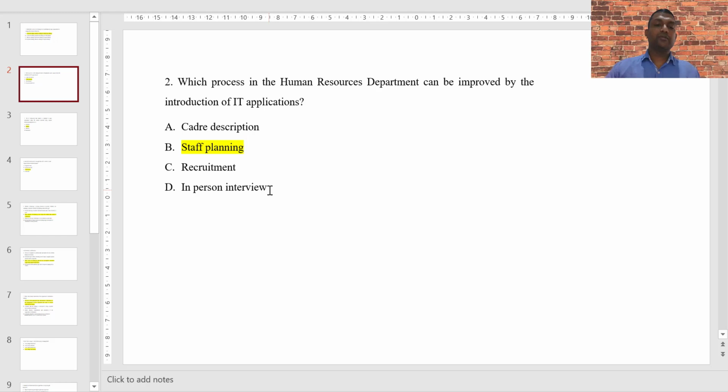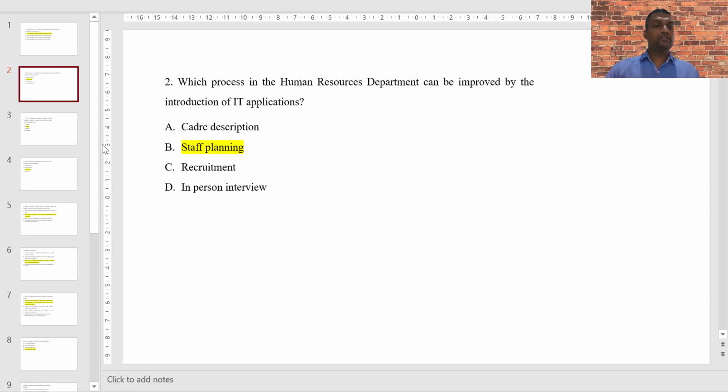Even to have an in-person interview during this time, we can have the interview over a video conferencing method, right? So that we can use technology. For recruitment, to put up digital advertisements, we can use the email method to get the applications in. Yes, we can use technology in any of these steps, but if you really look at which process can be improved, then we can select the answer staff planning.